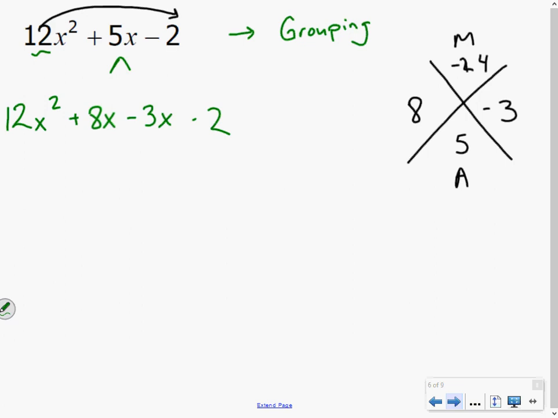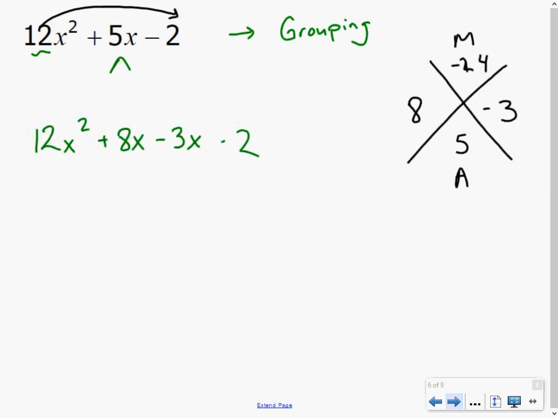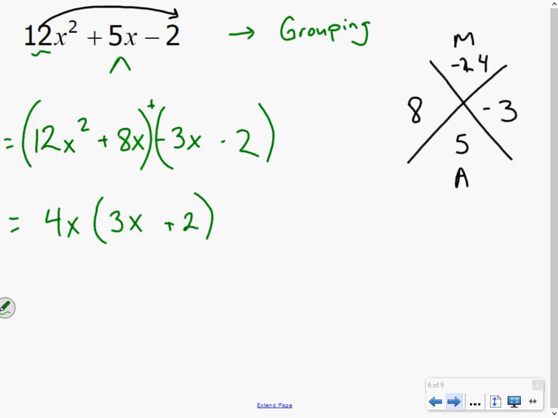The reason we're doing it this way, though, is so that we have our 4 terms and we can now factor by grouping. So factoring by grouping is really easy. I group the first 2 and the last 2 together. Notice I included the negative with the 3x. With grouping, it always needs to be addition between our 2 groups. Once we have our groups, we factor the GCF out of each. So my first group has a GCF of 4x. When I factor it out, I'm left with 3x plus 2. My second group has a GCF of -1. And when I factor that out, I'm left with 3x plus 2.